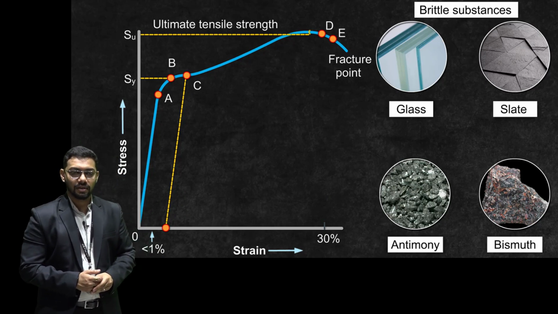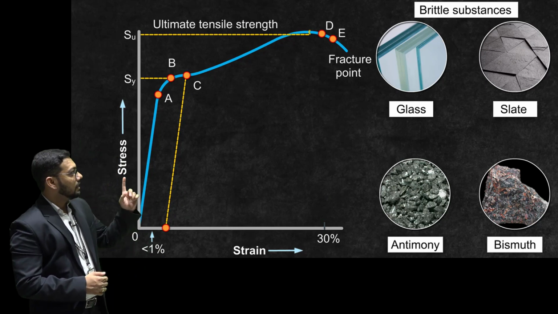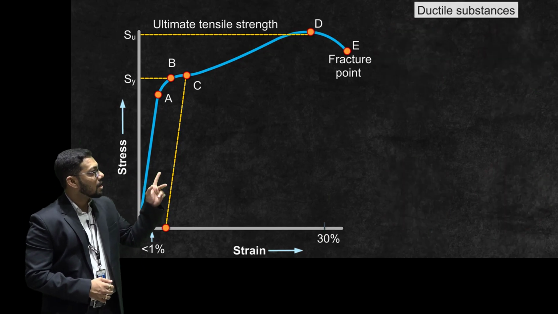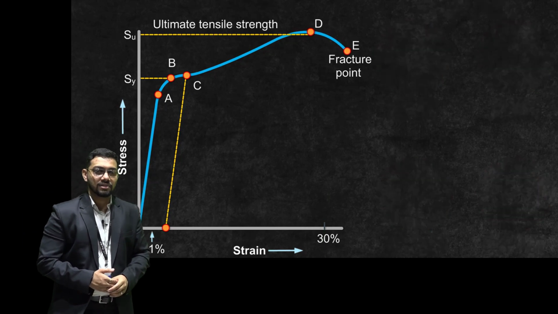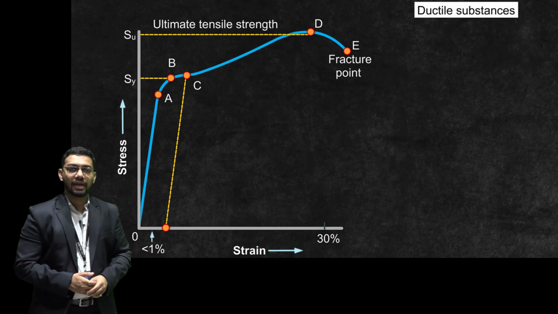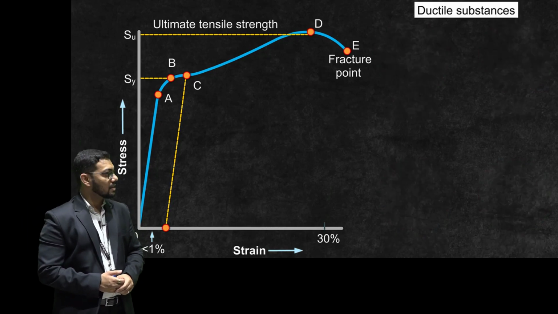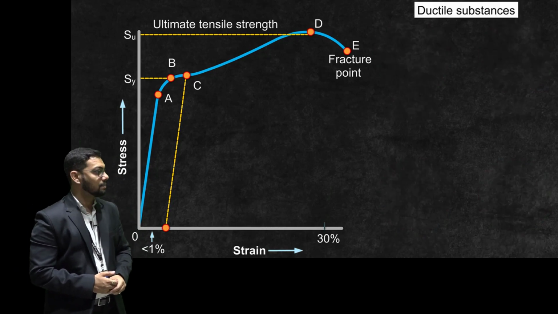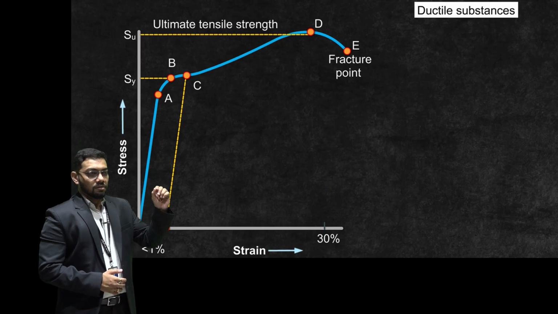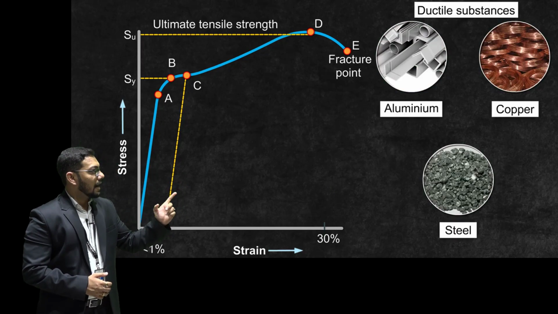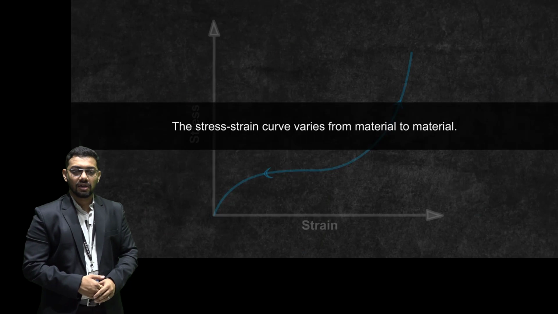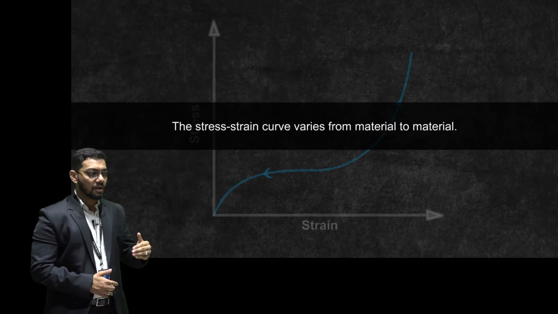If the ultimate strength and fracture points D and E are far from each other, then such material is called a ductile material. The examples for ductile material are aluminum, copper and steel. The stress strain curve varies from material to material.